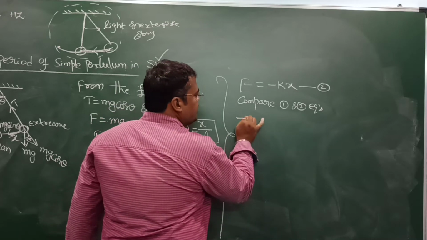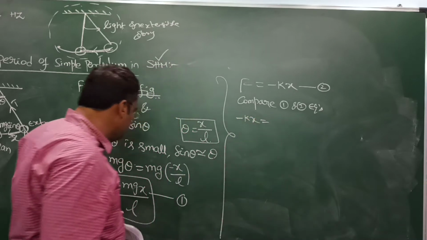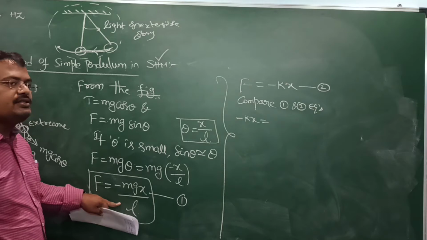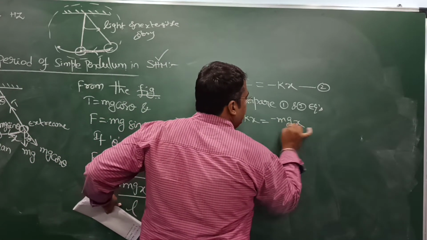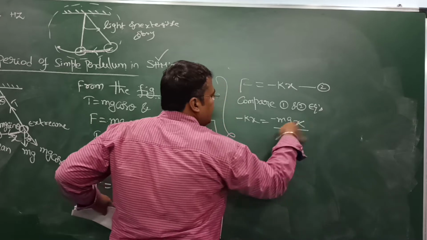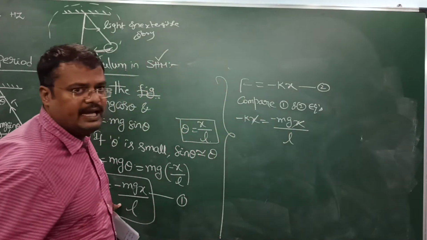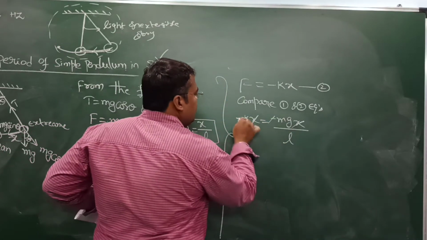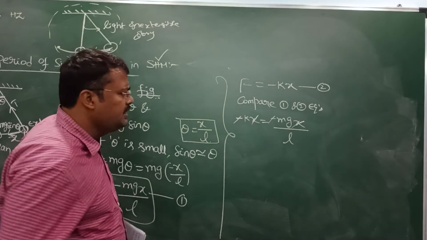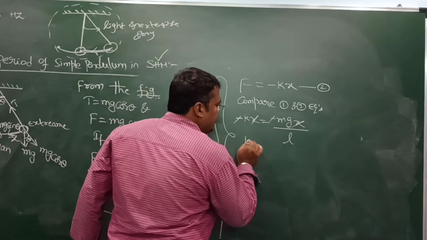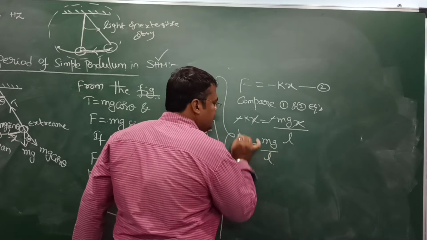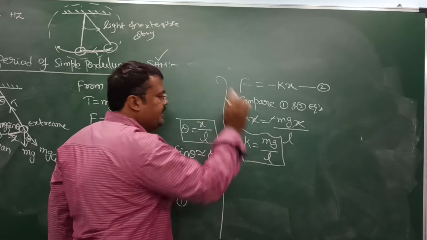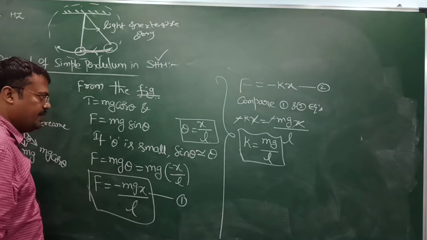That is, minus kx is equal to minus mgx divided by L. The displacement x will get cancelled. The negative signs will get cancelled. Then k is equal to mg divided by L. This is the effective force constant K that we got here.